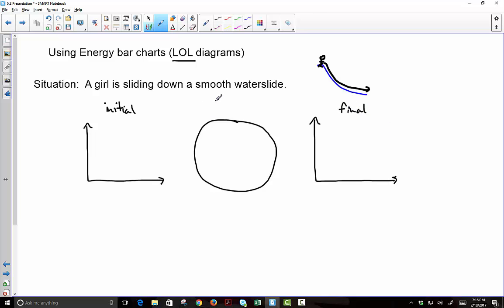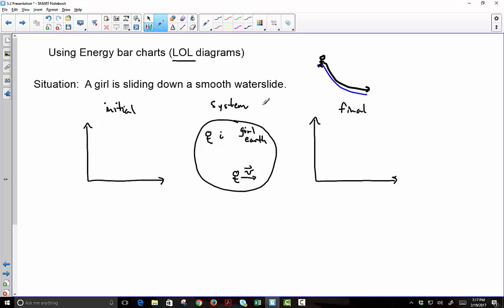So first let's do our system. Let me just label this so you know what we're doing. Before the girl slides, she's up at the top of the hill and she's not moving, okay? So this is her initial state. And the system is going to be the girl and the earth. We assume it's frictionless, so we just have the girl and the earth. And then when she's done, when she's down at the bottom, she's moving with some velocity.